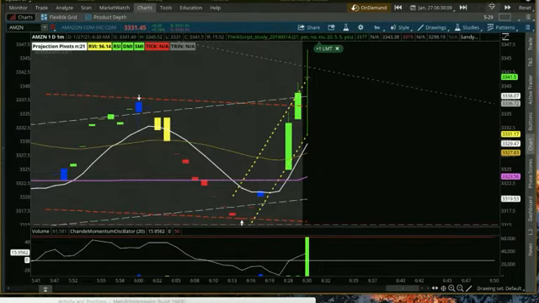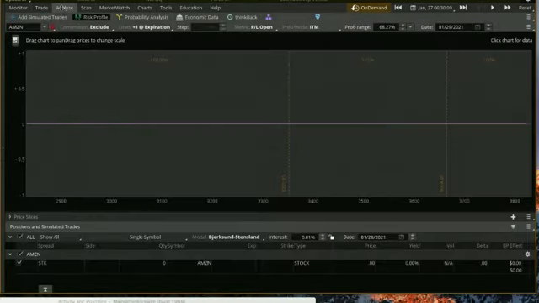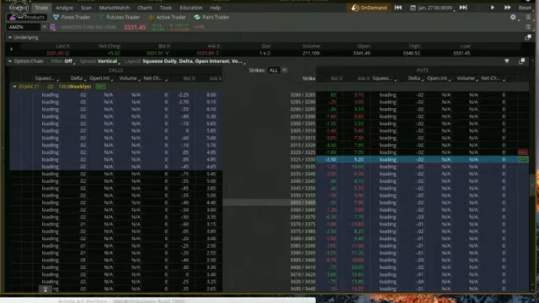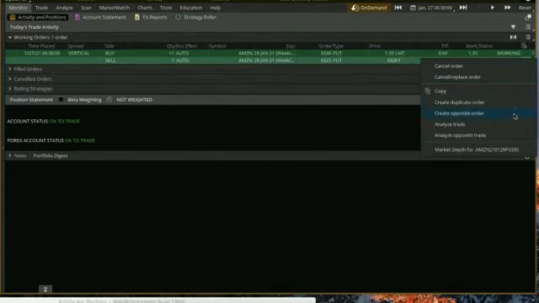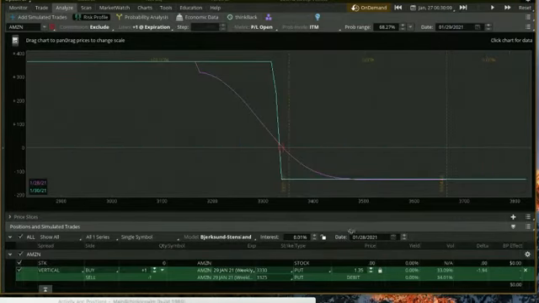So let's go ahead and press. Oh, before we do that though, let's go ahead and analyze that play. Let's see. So if I go to analyze the trade, make sure we have the dates correct.